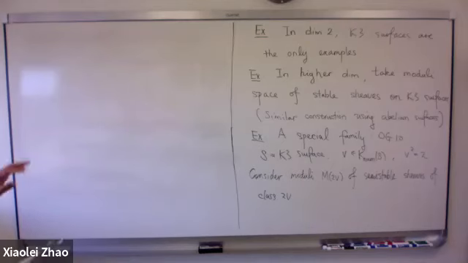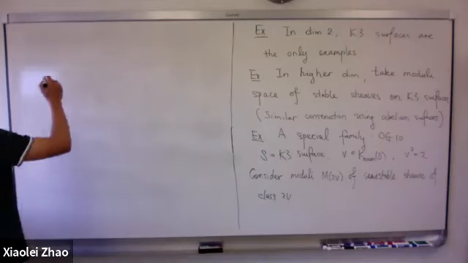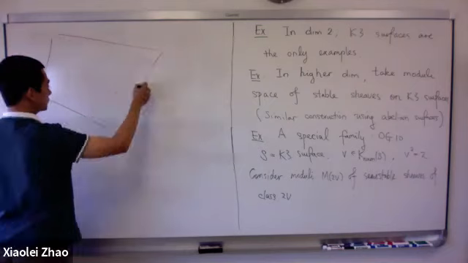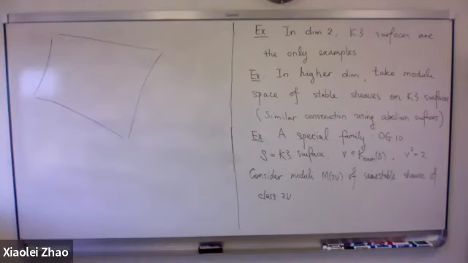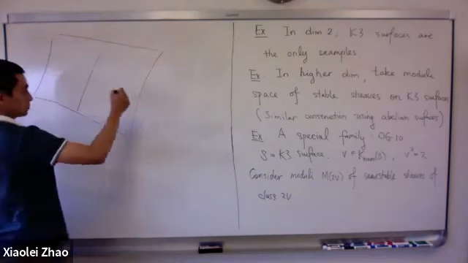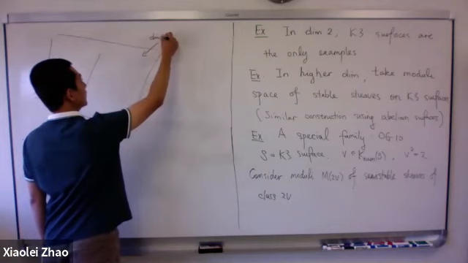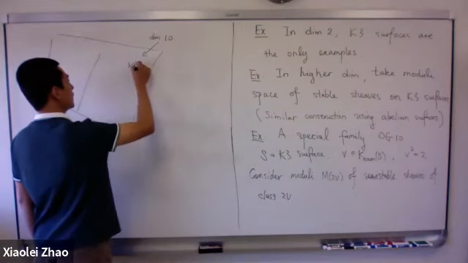Okay, so let me take the moduli space of semi-stable sheaves of class 2v. Now something happens which is a little bit different from before. Let me draw a picture like this. This moduli space is actually 10-dimensional. The dimension is 10. So this is my M_2v.